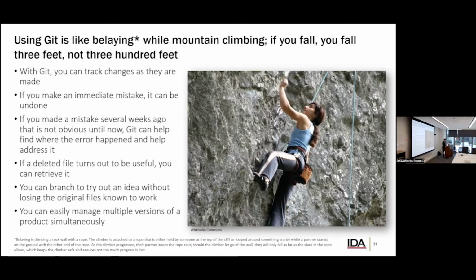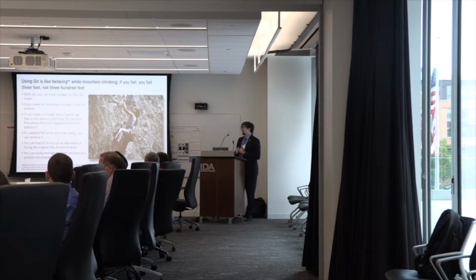I like to think of using Git like belaying while mountain climbing. So what you do when you belay is there's a rock climber, and that's you, the programmer or the author, whatever. And Git is going to be the person holding the rope. And as you're climbing up the mountain, Git is going to be keeping that rope taut and tracking your progress so that if you fall, you don't fall 100 feet to the rocky ground.